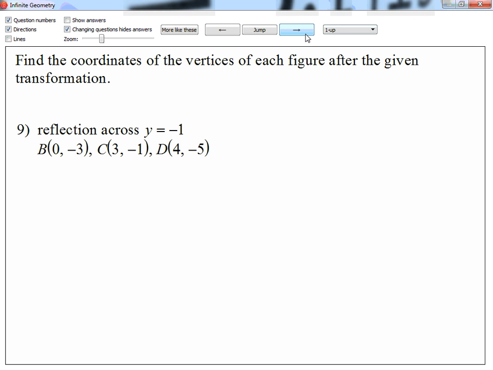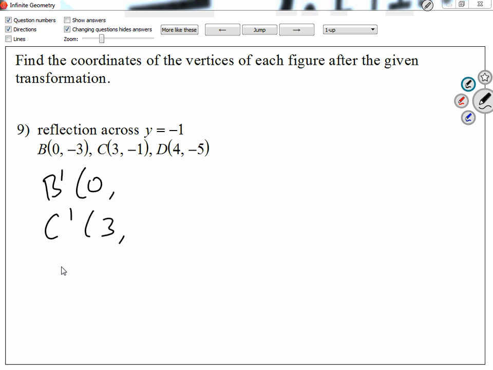Find the coordinates of the vertices of each figure after the given transformation. For this case, if you notice, my reflection is y equals something, so I'm not messing around with the x. From my b prime, my x value will be 0. For my c prime, my x value will be 3. For my d prime, my x value will be 4. I'm not messing with the x, I'm messing with the y only, because my line was y equals something. If my line was x equals something, I would be messing with the x.